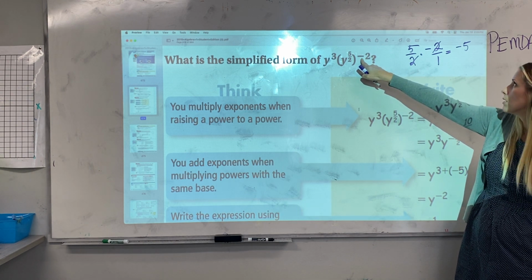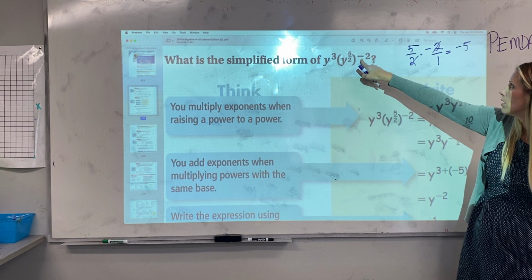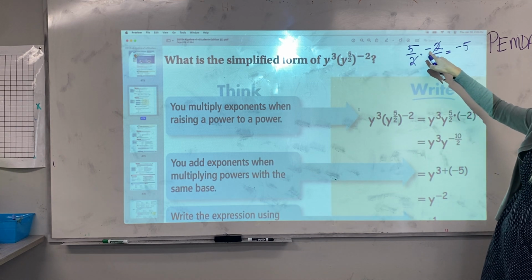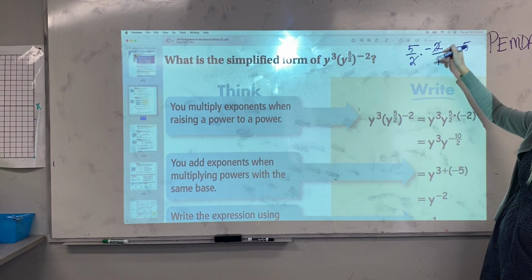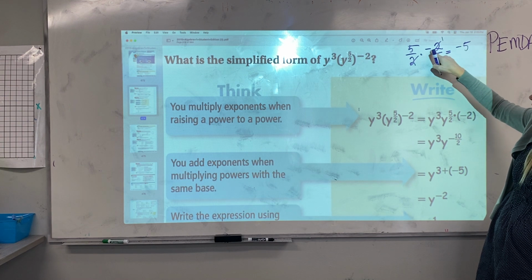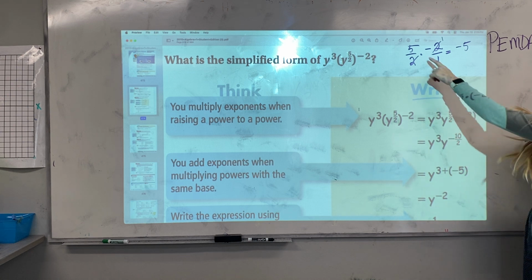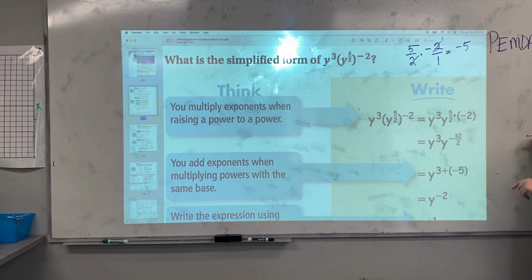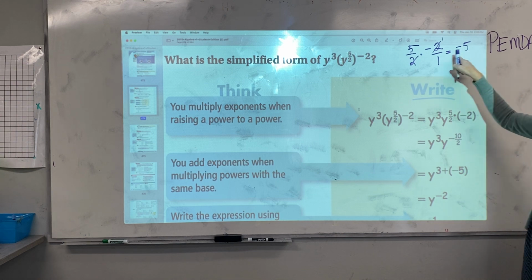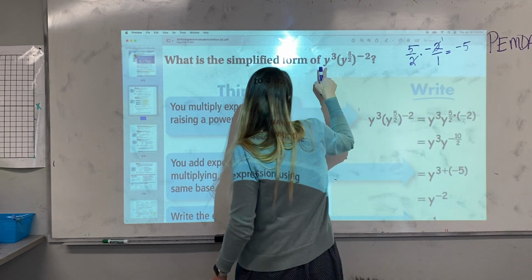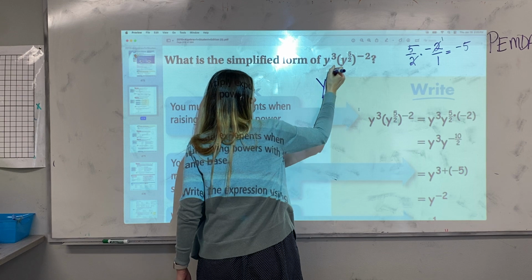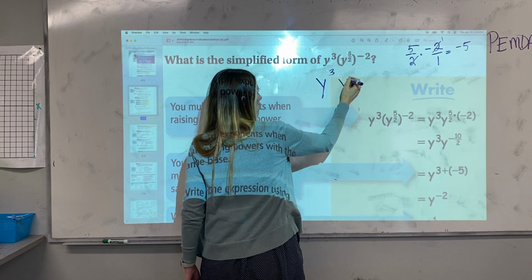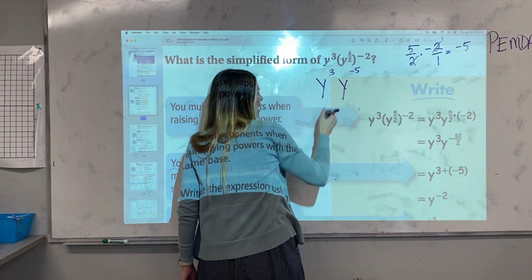Why is it negative? We're multiplying the 5 by a positive 1. No, when these 2's cancel out, this is a -2, so you cancel out the negative. So it's 5 times a -1, which is -5. So that's our new exponent for this y. We still have y to the third to start off. Then we have y to the -5.